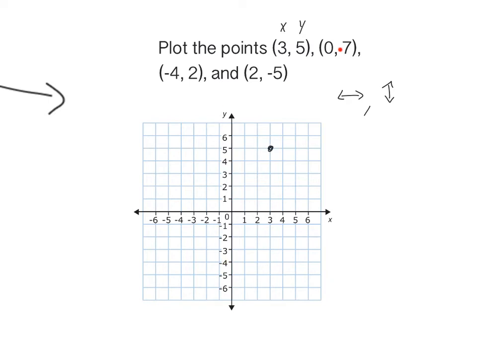All right, (0, 7). Left and right 0, and then up 7, so that's going to be right there. (-4, 2) is going to be going left 4 and then up 2. And lastly, (2, -5), we're going to go right 2 and then down 5. And so we're right there. So yeah, that's going to be very handy as we get into this chapter.